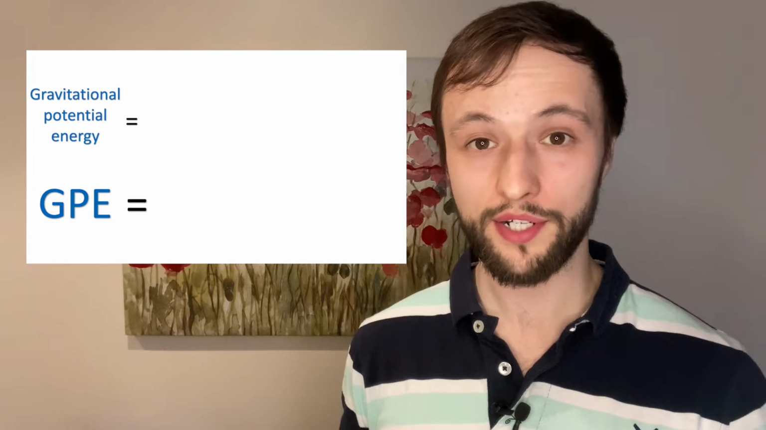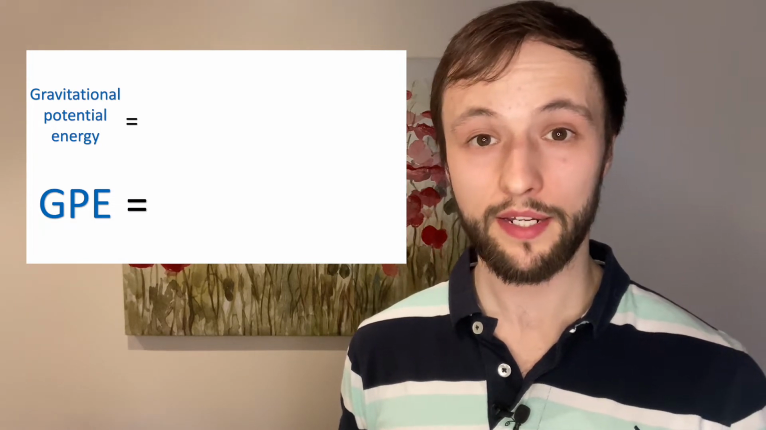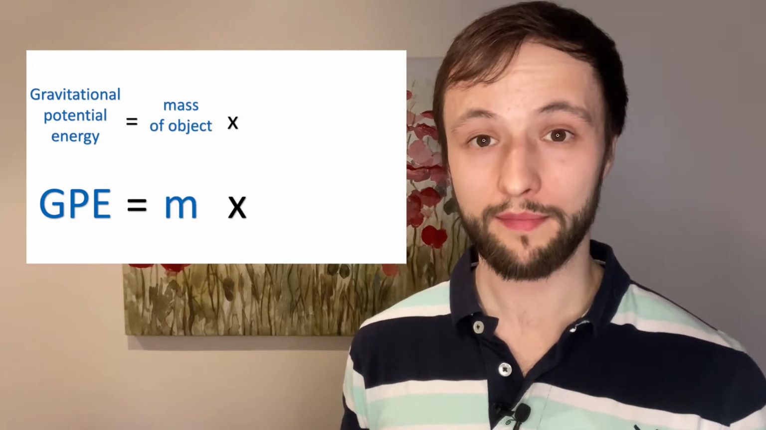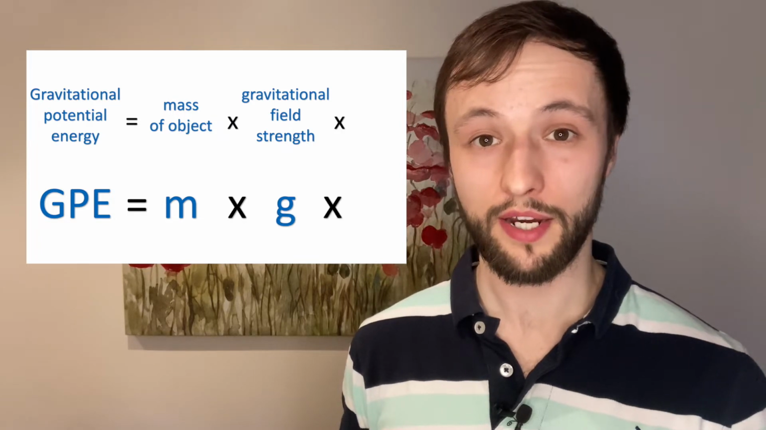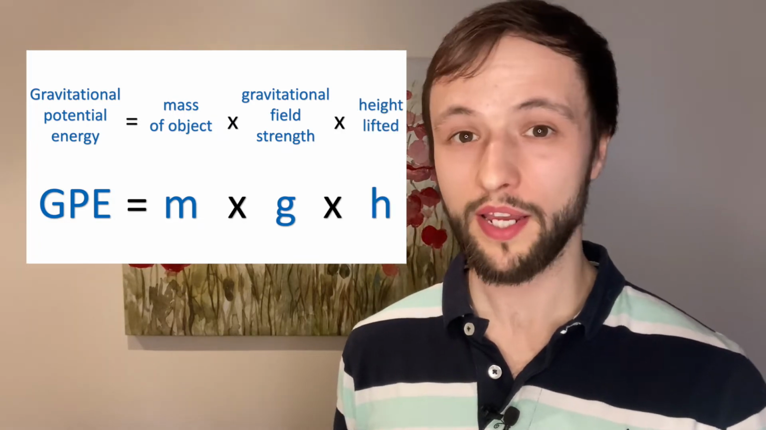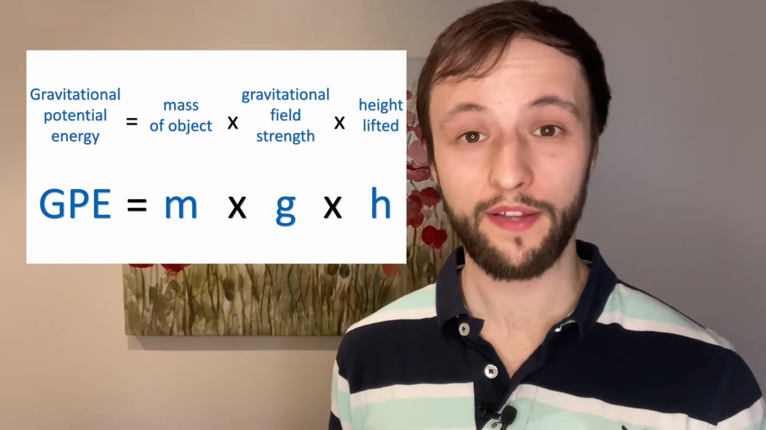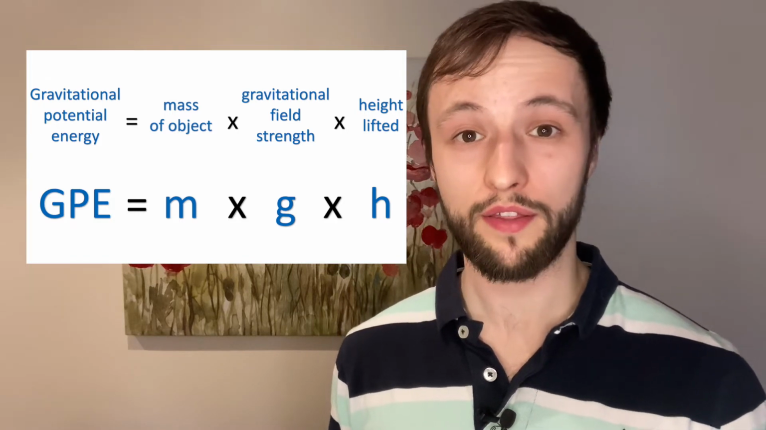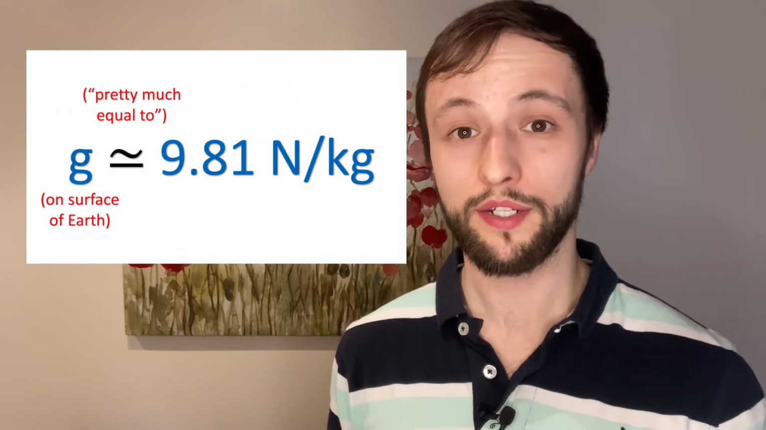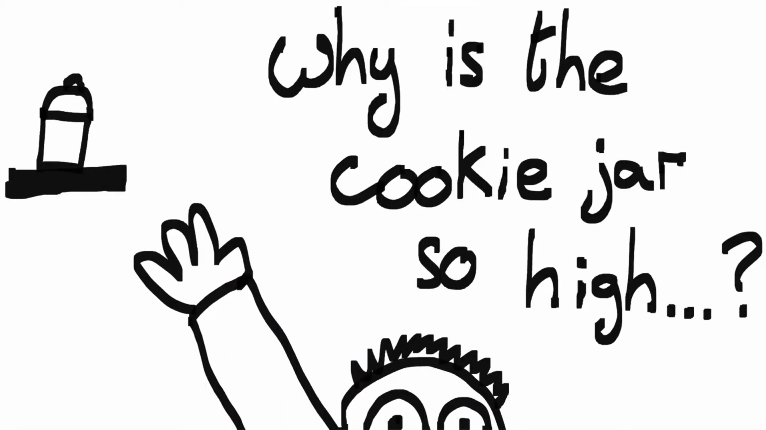Gravitational potential energy, or GPE, is equal to the mass of the object times gravitational field strength times the height that we've lifted it. Lowercase g, or gravitational field strength, on the surface of the Earth is about 9.81 newtons per kilogram. And since we don't tend to lift objects very high compared to the radius of the planet, we can assume that the gravitational field strength is constant, by which I mean it's still 9.81 newtons per kilogram everywhere.